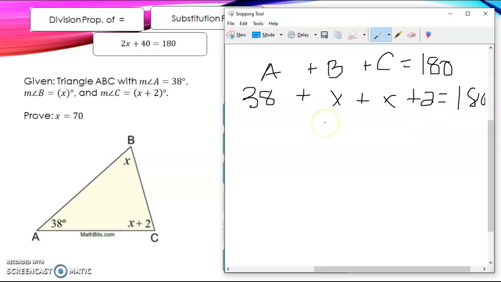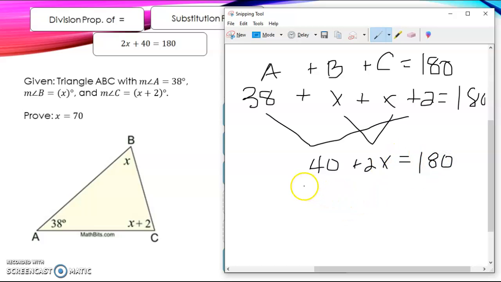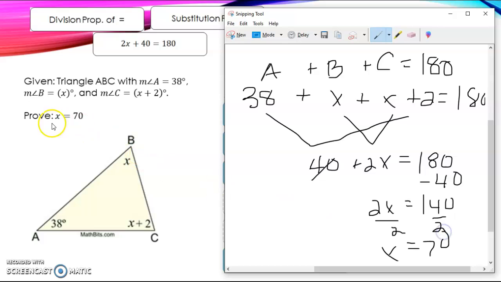From here, we just want to combine like terms to make things more simple. So I can combine 38 and 2 to get 40, and then X plus X is 2X, equaling 180. And then we're just solving from here. Subtract 40 from both sides, and we get 2x equals 140. Divide by 2, and x is 140 divided by 2, which is 70. And that's good because the nice thing about these is they tell you what your answer is supposed to be.